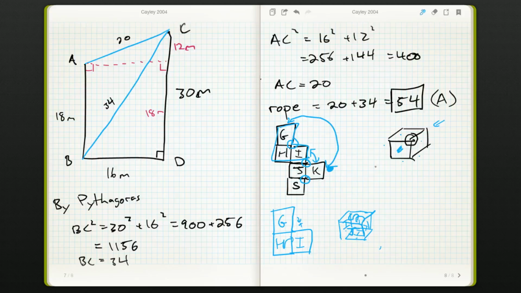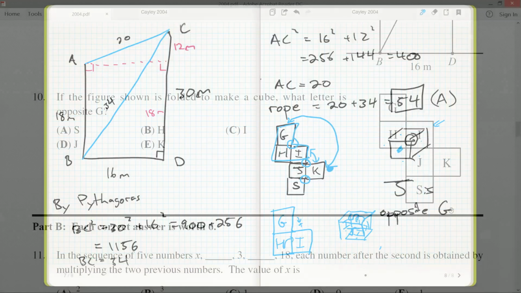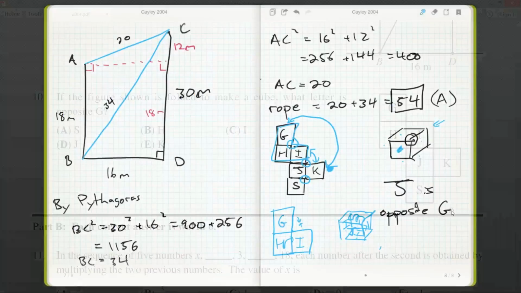That's how you just have to slowly walk yourself through it. Handling nets, practicing nets, is a good way to get an intuitive sense of the geometry here. So J is opposite the G, and that is D.